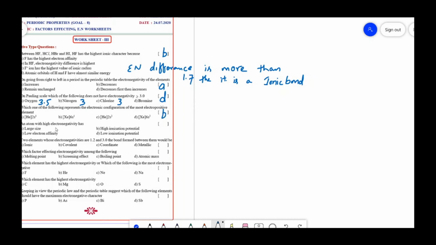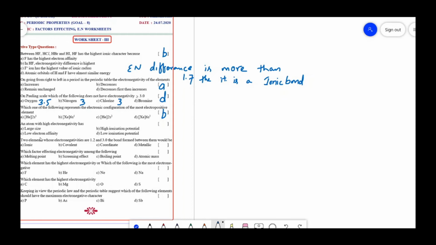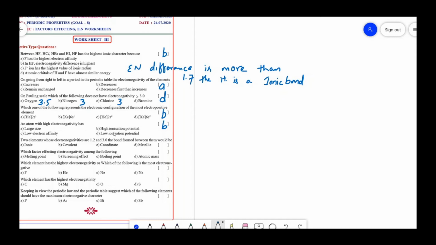An atom with the highest electronegativity has small size and high ionization energy. Okay, this is correct. Low electron affinity, not. Low ionization potential is also wrong. So the answer is B. High electronegativity means it will also have high ionization potential.